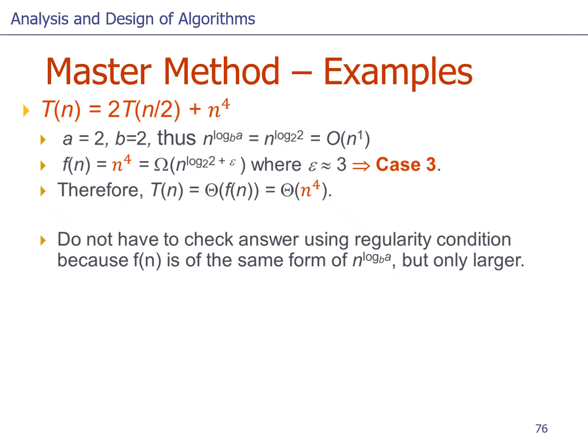Now, this is case 3. What about the regularity condition? Let's read the bullet at the bottom. It says, don't have to check the answer using the regularity condition because f of n is of the same form as n to the power of log a b, but only larger. So you could still check the regularity condition, and you will find that we are meeting it, but it is intuitive here because I have actually resolved n to the power of log a base b, and it turns out to be n, and the other term is n to the 4. So obviously the regularity condition is met because I'm doing less work as we go down.